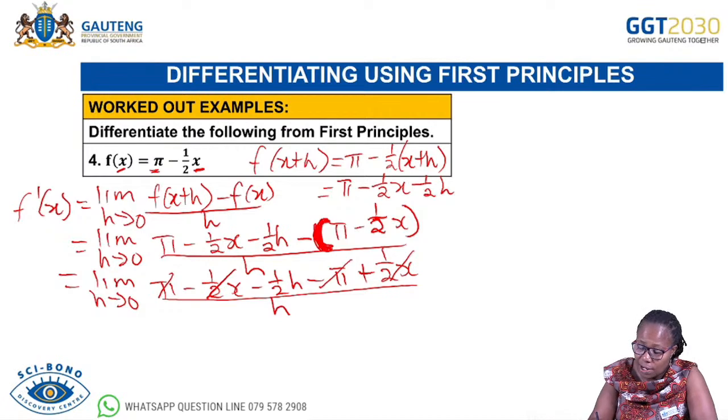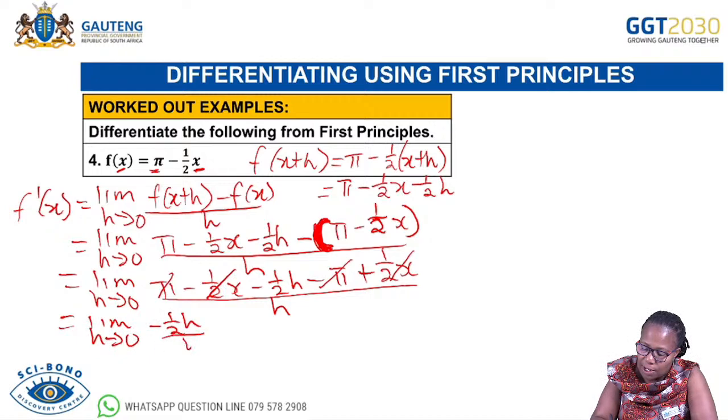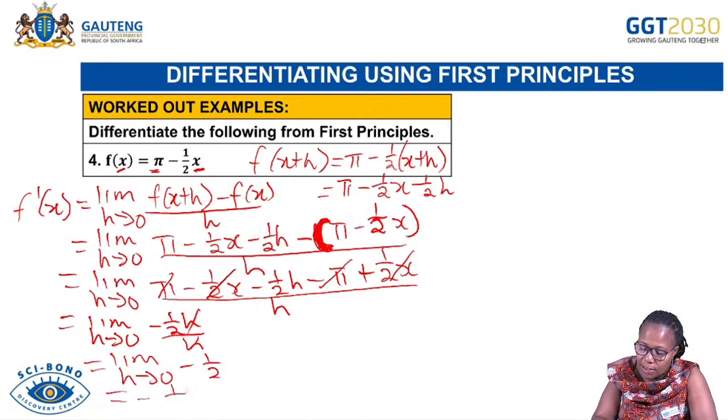So look at that. We are left with only the limit of h approaching 0, minus half h over h. The h will cancel the h. Limit of h approaching 0. Left with minus half. Constant value, the answer is minus half.